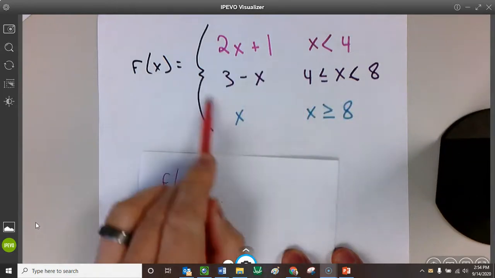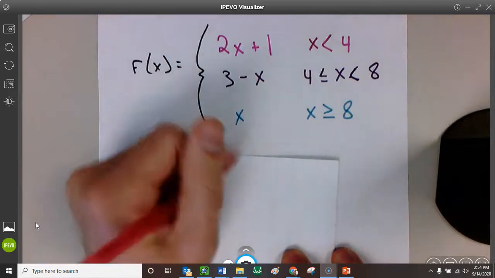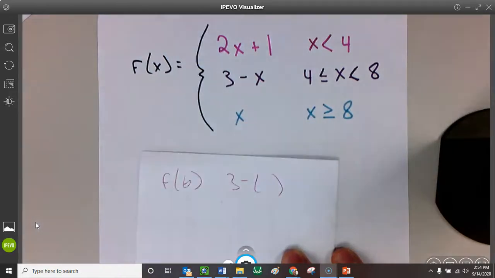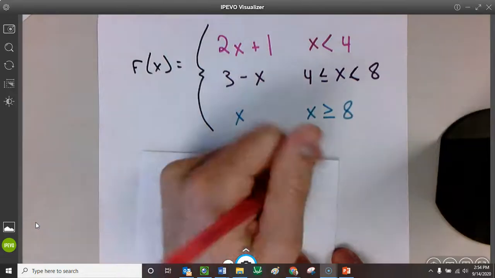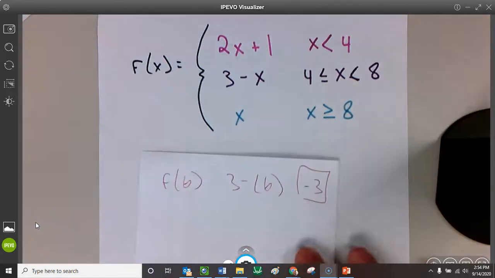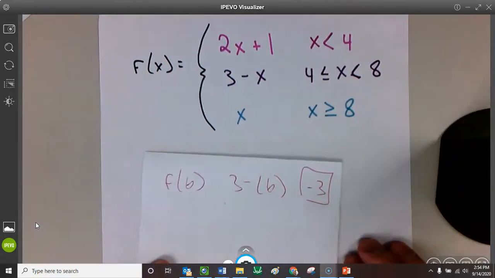I should go into this equation and plug in a 6. So I go in there, I take my x out, I put parentheses in its place. In those parentheses goes a 6. 3 minus 6, -3. And we're dancing. Still dancing. Good. A lot of dancing here.